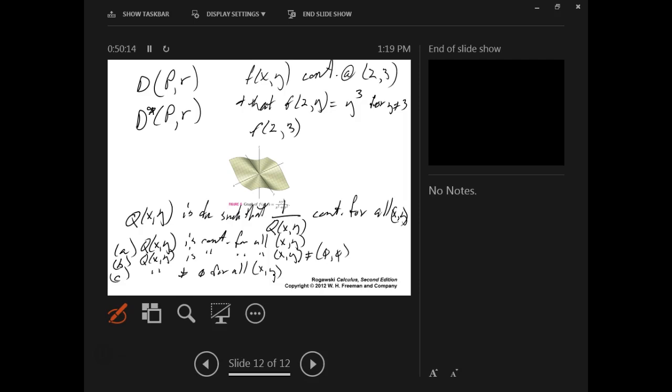Okay? It's looking to me like it might be. Let's see, B. Q of xy is continuous for all xy not equal to 0, 0. Okay? The last one says Q of xy is not equal to 0 for all xy. You know what? That one's got to be true, because the requirement is that this is continuous for all xy. That means Q of xy cannot equal 0, ever.